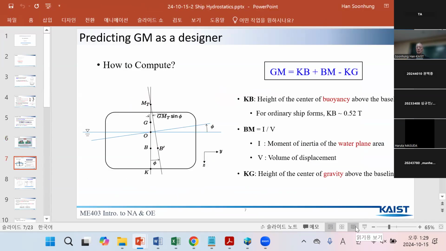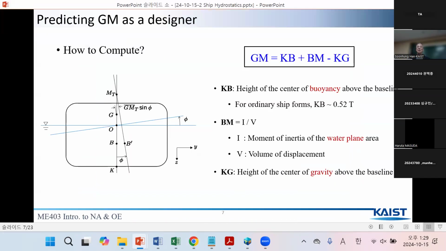So, how can you calculate the GM as a designer at the beginning of the design stage? The ship is not appearing yet, not constructed yet. The ship is only staying as a drawing or CAD model. You need to calculate, right? GM, the stability check, performance, very important.